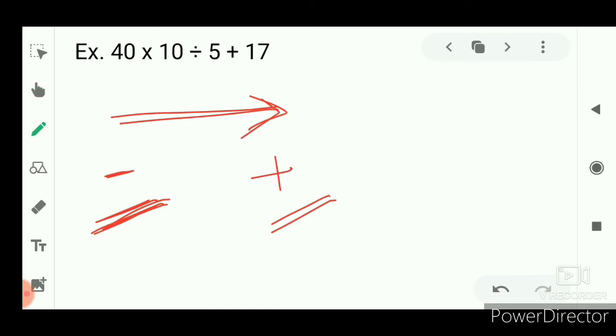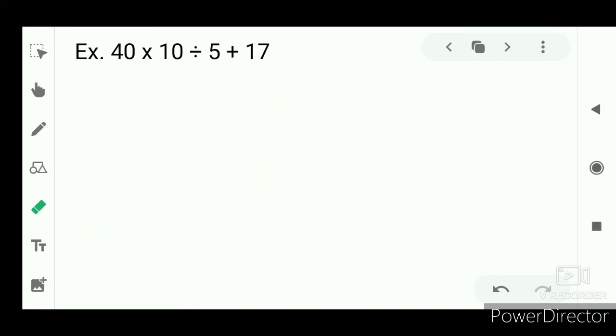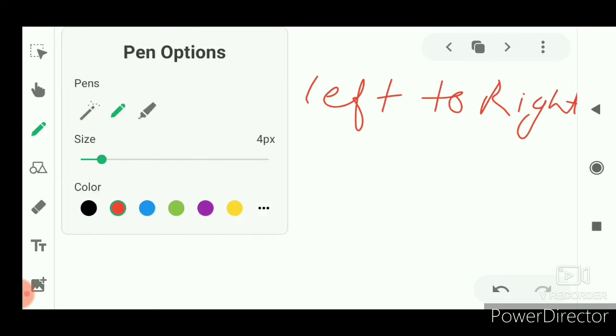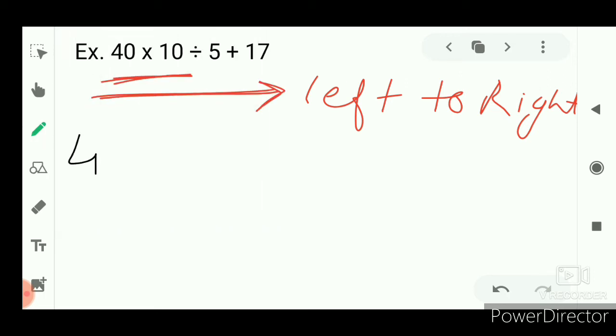This is example number 1: 40 into 10 divided by 5 plus 17. Here we have to see multiplication and division first, from left to right. From left to right, multiplication comes first. So 40 into 10 will give 400, then divided by 5 plus 17.